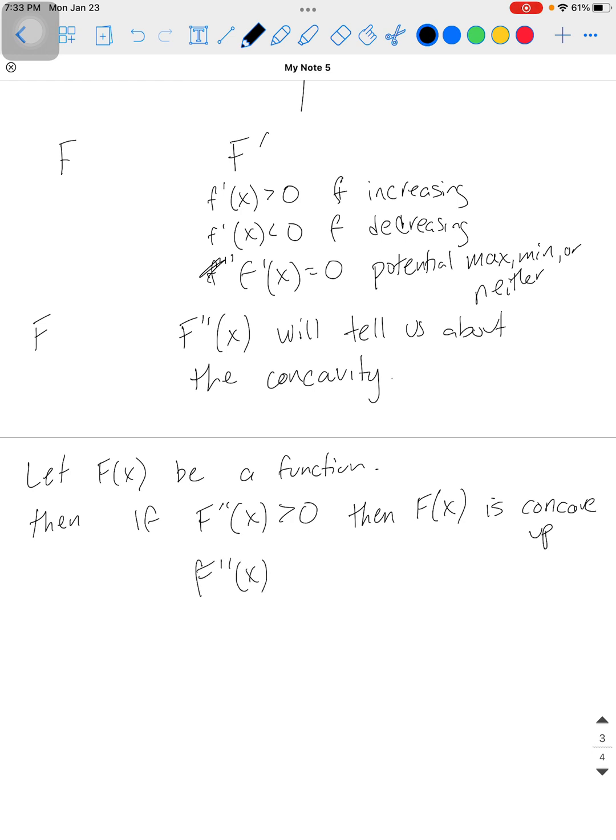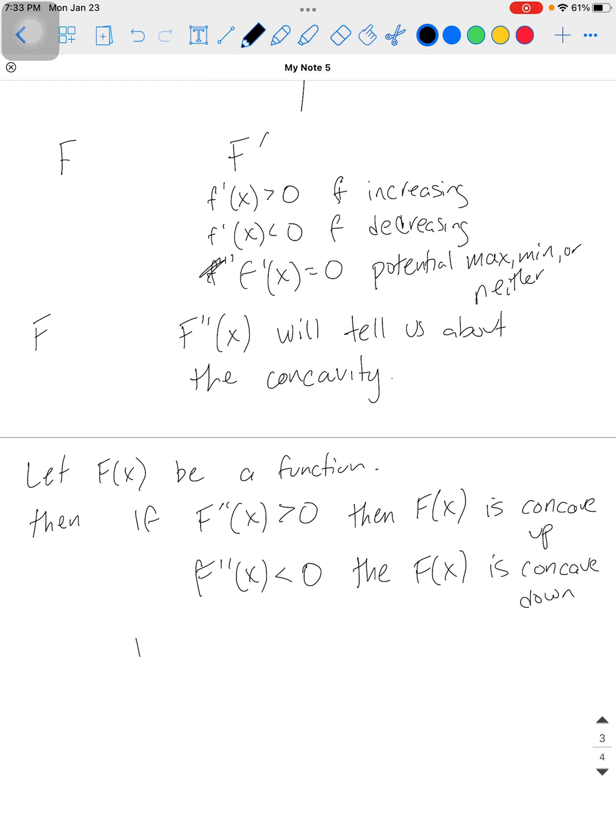If f double prime of x is negative, then f of x is concave down. Now remember, it's telling you something about these at a certain point, and we're going to extend that to an interval and sometimes the whole function. But again, when you think about sine or cosine or polynomial, a lot of times it will switch concavity.